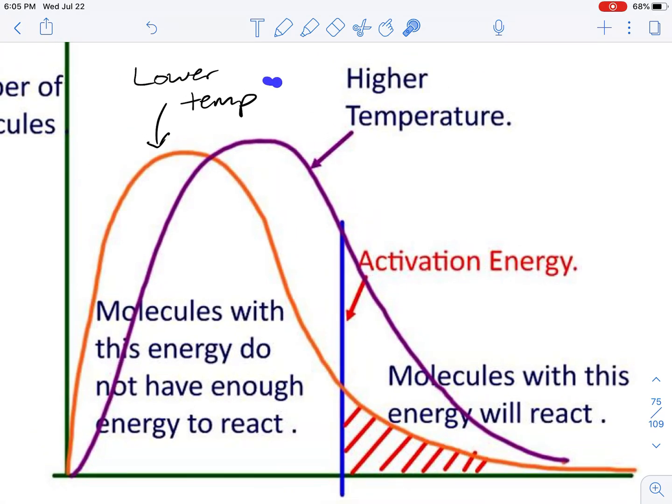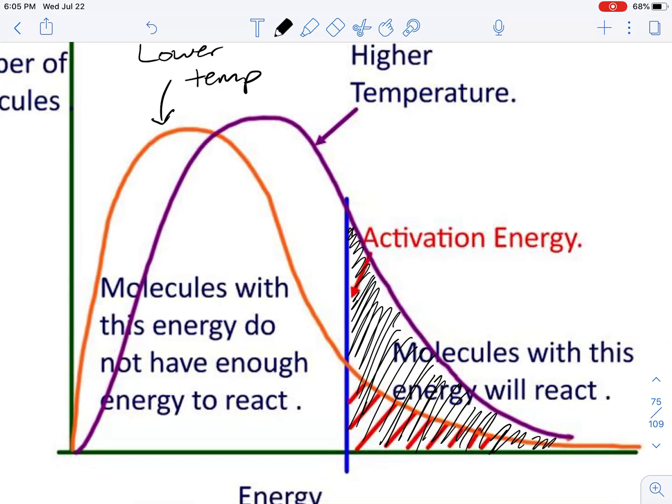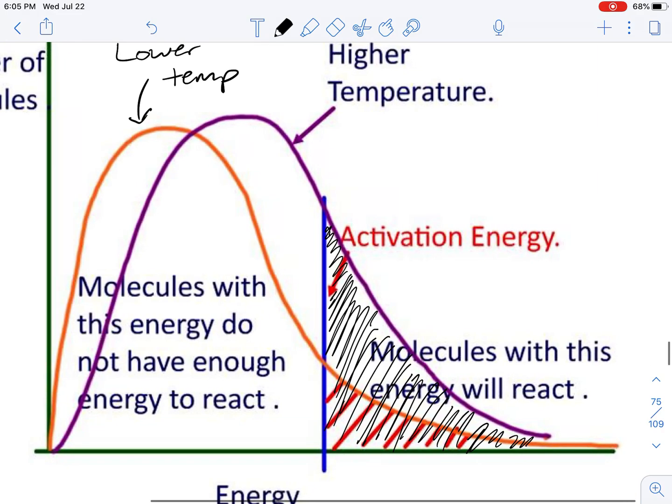Now, if you increase the temperature, if you go from a lower temperature to a higher temperature, what you're doing is shifting the Gaussian curve to the right, such that you will have a larger fraction of molecules that will have enough kinetic energy to overcome this activation barrier. And so if a higher proportion of molecules can surpass this activation energy, then more reactants will be converted to products, and therefore the rate of the chemical reaction will increase.